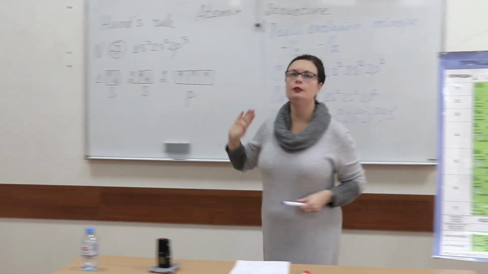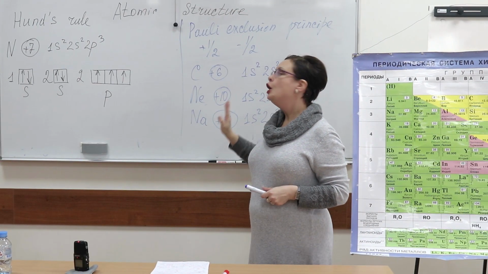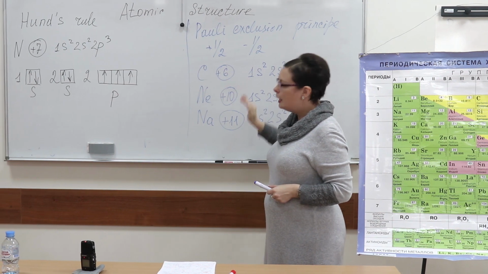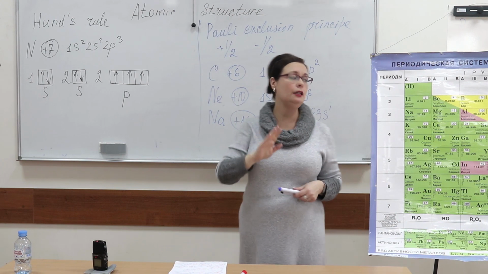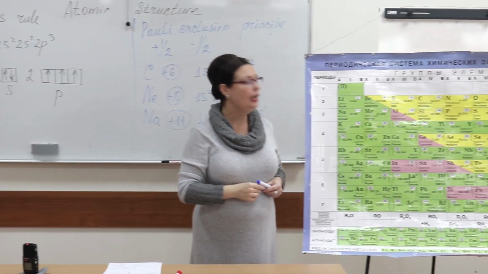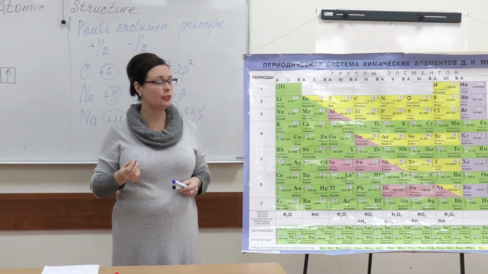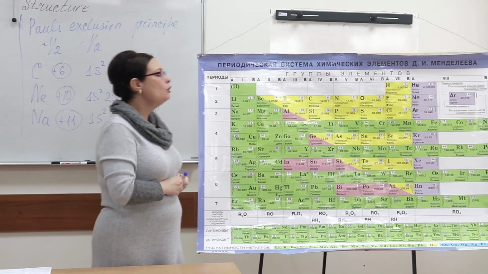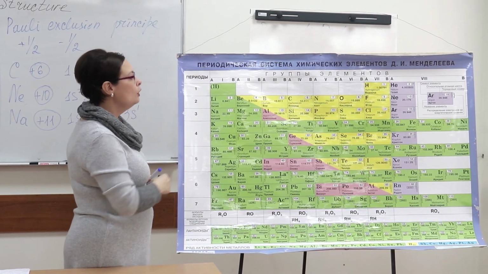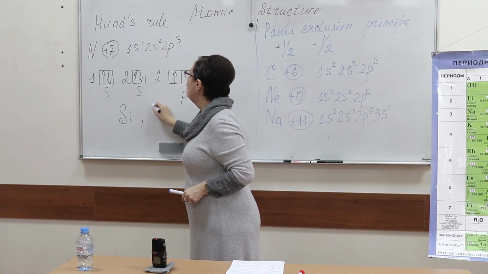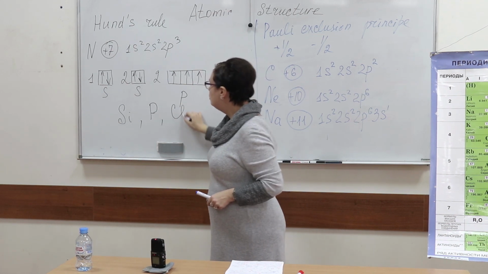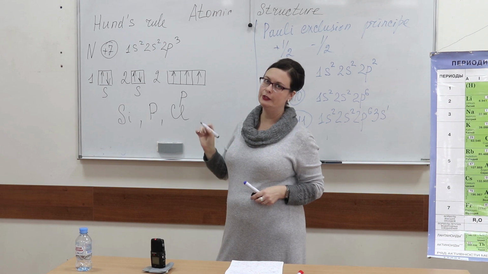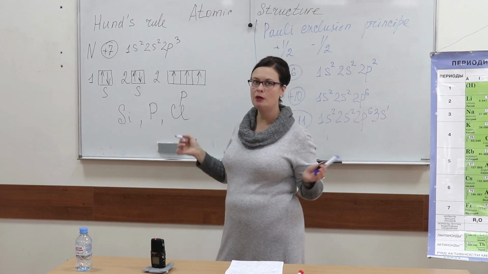According to these 3 principles, you can write the electronic distribution for any atom in the periodic table. Please make the home task. Write the electronic distribution for silicon, phosphorus, and chlorine by yourself, without my assistance.